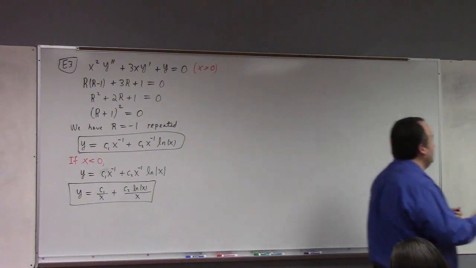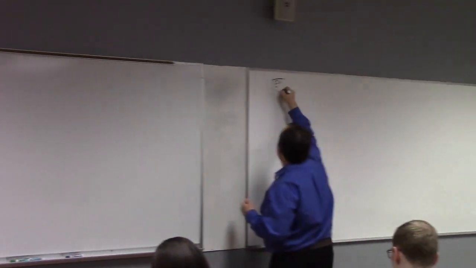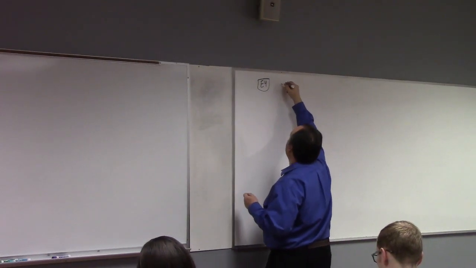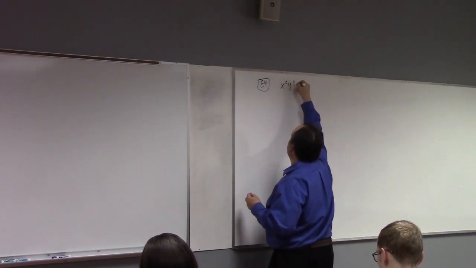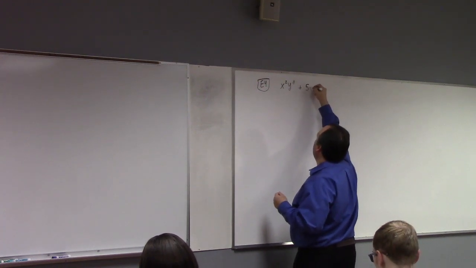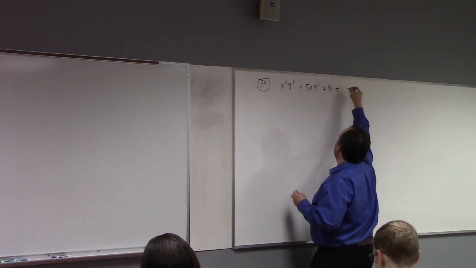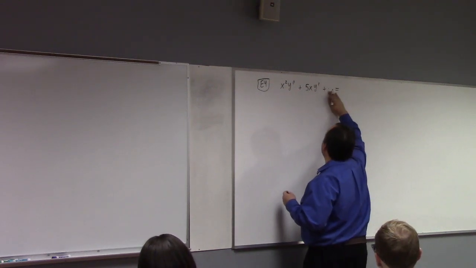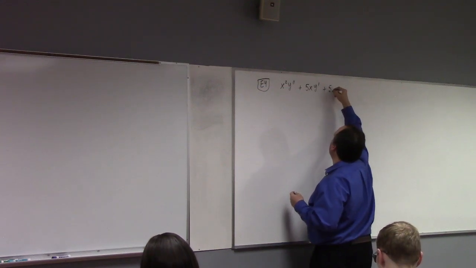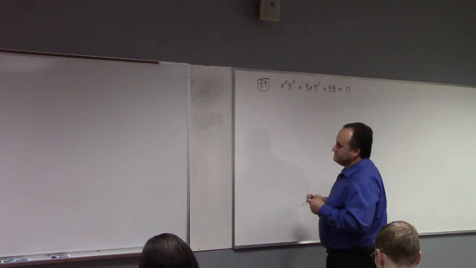Example 4. Let's see if we can come up with another one here. How about x squared y prime prime plus 5xy prime plus 5y equal to 0. Let's see what happens there.